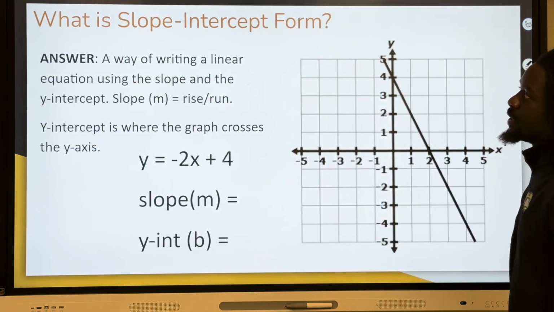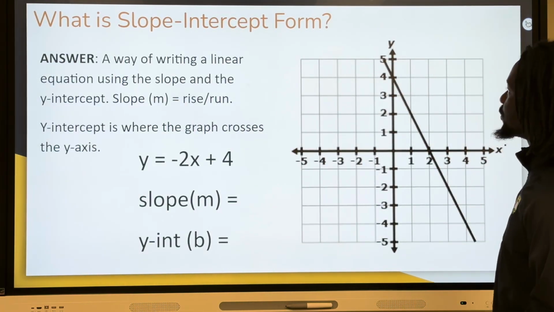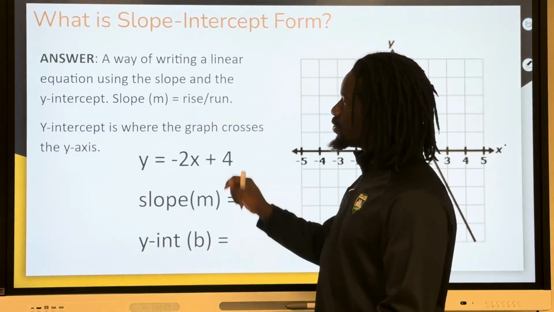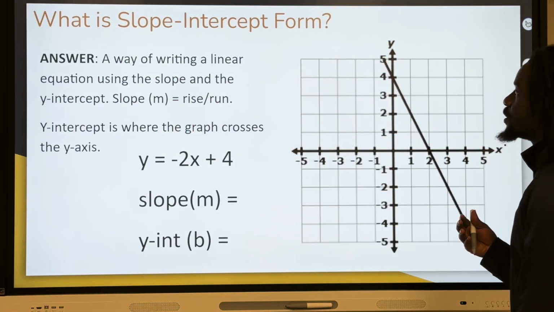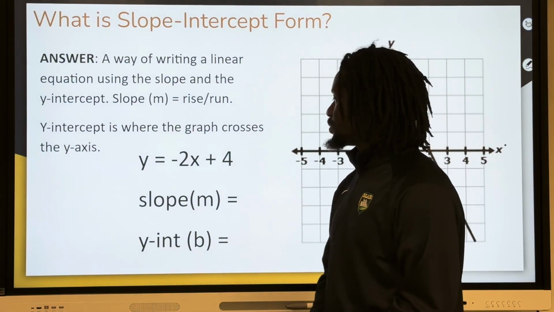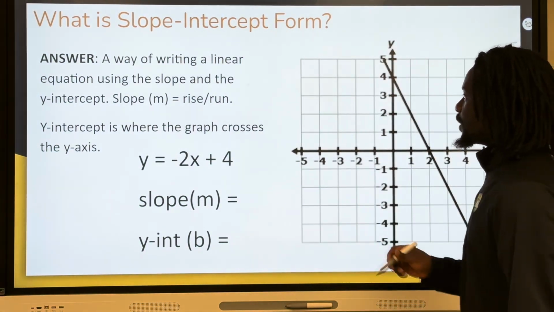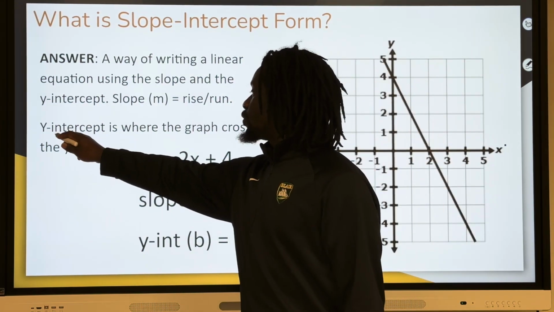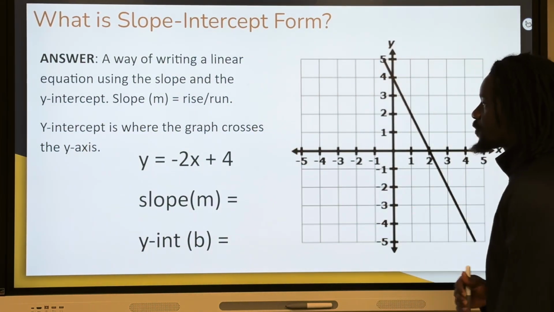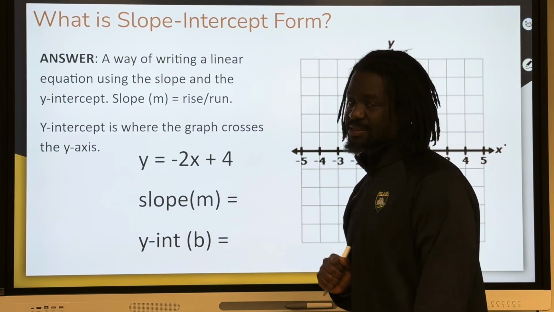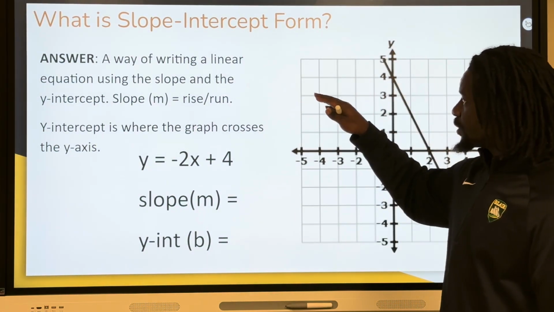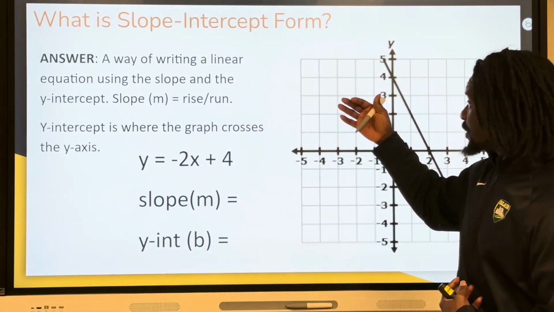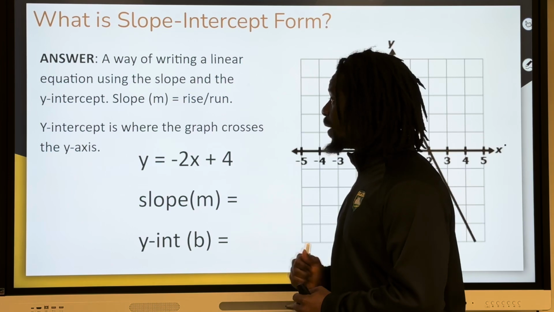Next question, what is slope-intercept form? Answer: it is a way of writing a linear equation using slope and the y-intercept. Slope is rise over run, and the y-intercept is where the graph crosses the y-axis.